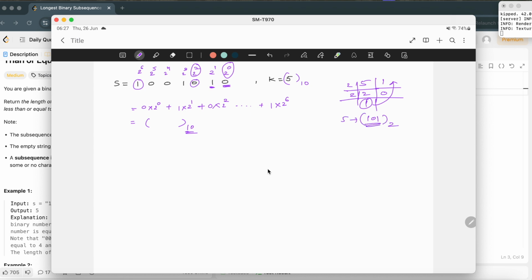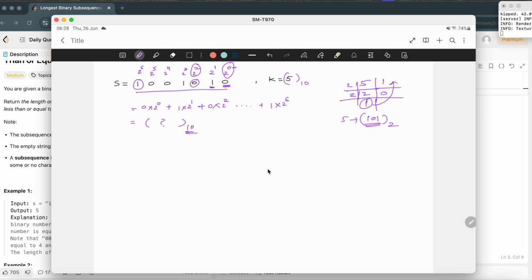So this way, whatever answer we get by dividing, we collect all the remainders from the bottom to the top. That's why it is like 2 to the power of 0, the 0th index, which basically gets represented at the last. That's why we multiply them in reverse order.